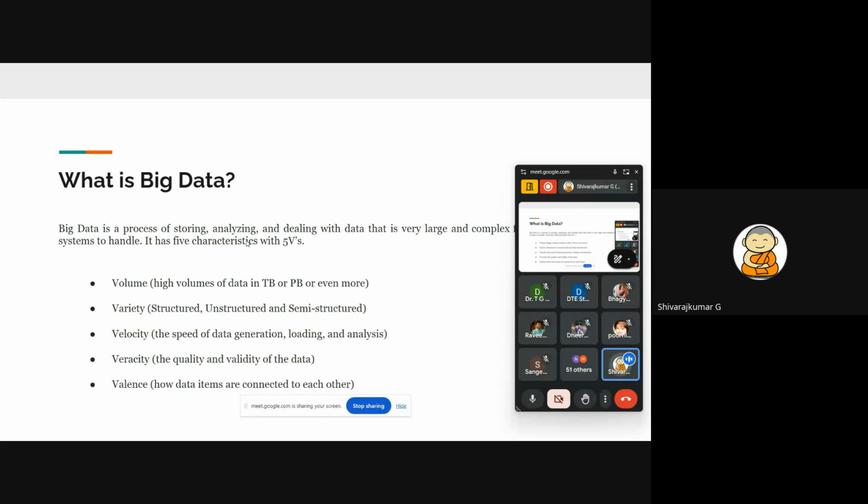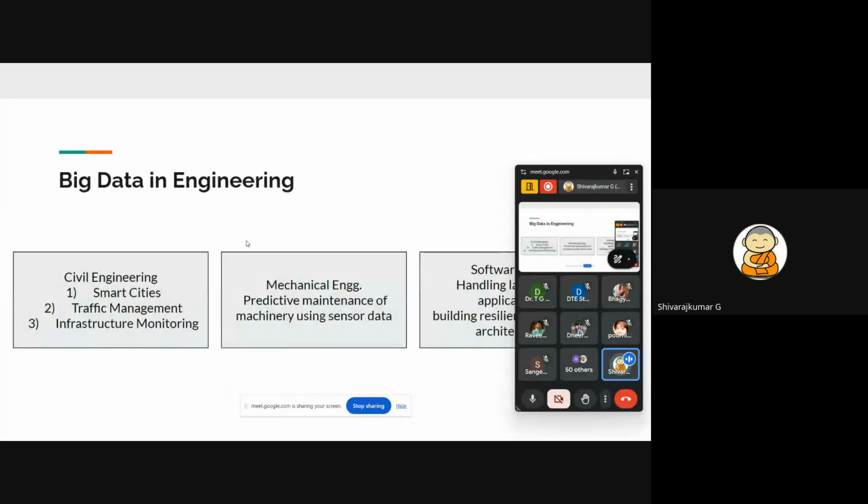Then next we have veracity, which is the quality and validity of the data. And finally we have valence, which is how data is connected to each other. So these are the main factors for calling something big data. At least it has to meet certain characteristics, so that we can specify it as big data. Now we can see its role in engineering.